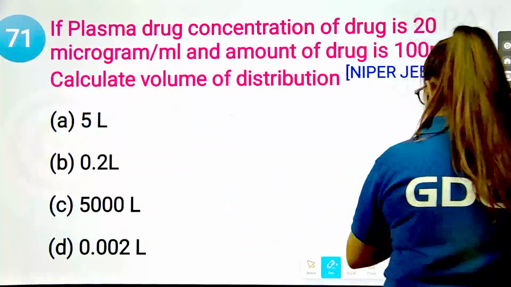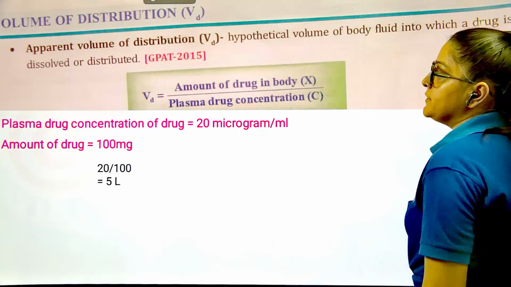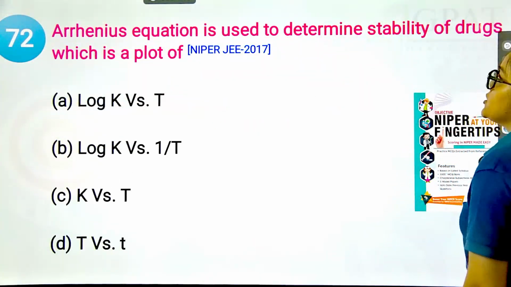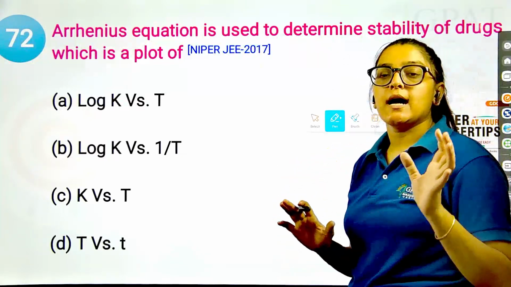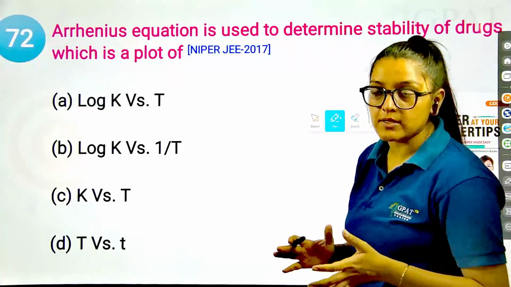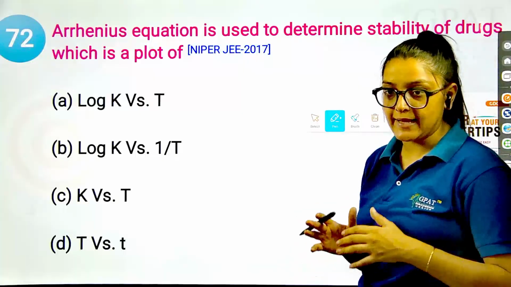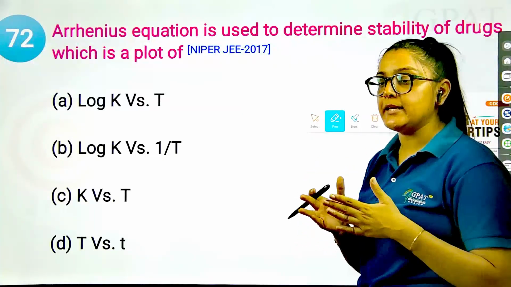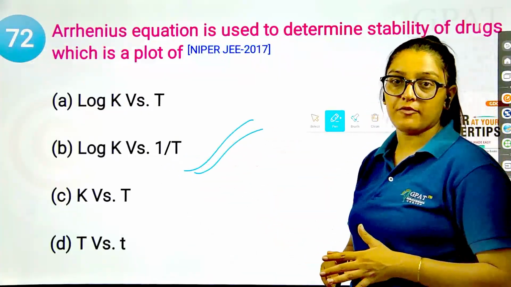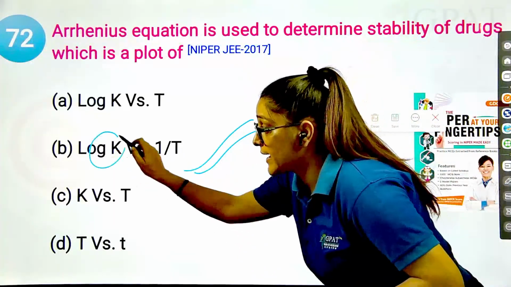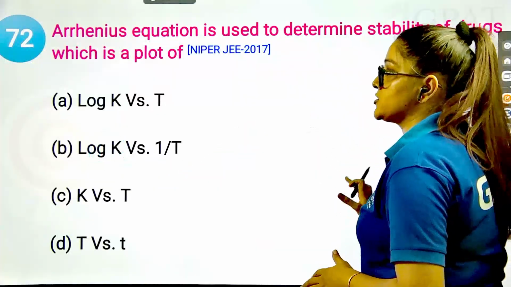Okay. Next question. Arrhenius equation is used to determine the stability using the plot of, everybody knows. Arrhenius equation involves the temperature, right, and the rate of the reaction, right, indicating the stability of the drugs as well. So it will indicate log K versus 1 by T, because here the log K exists. That is why I have put the 1 upon T based on the equation.